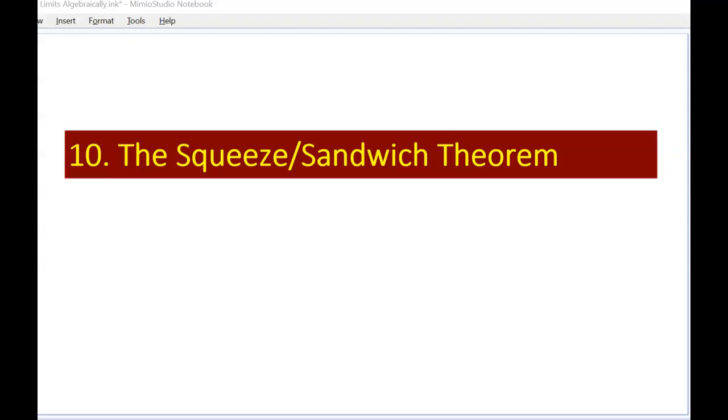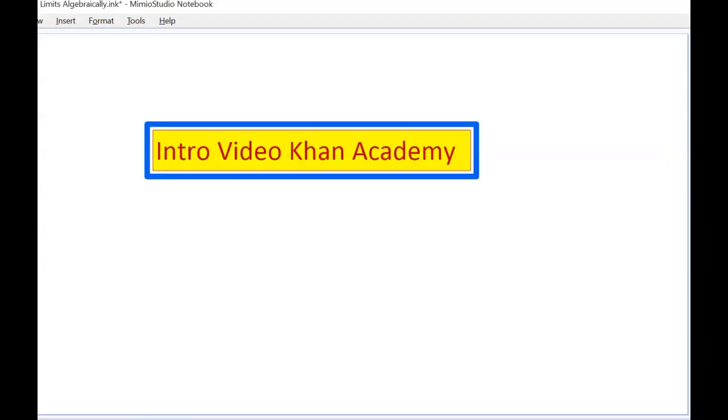In the last section of 2.2, evaluating limits algebraically, we're going to look at evaluating limits using the squeeze or sandwich theorem. There's a nice introductory video on Khan Academy, so if you Google Khan Academy squeeze theorem, you can watch the video, but basically in a nutshell, this is what it says.